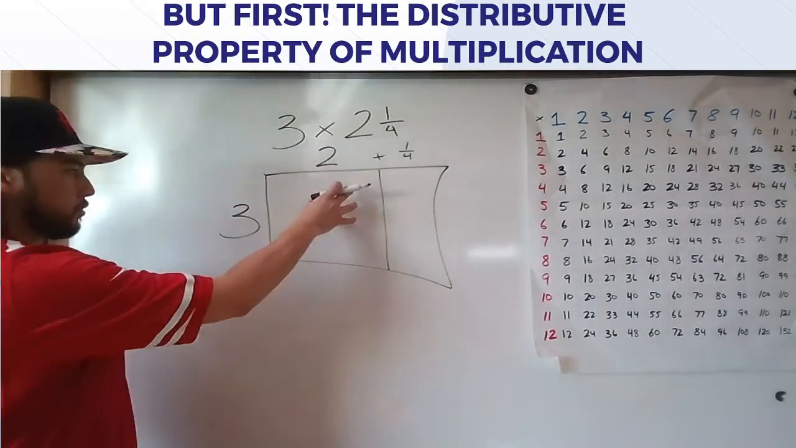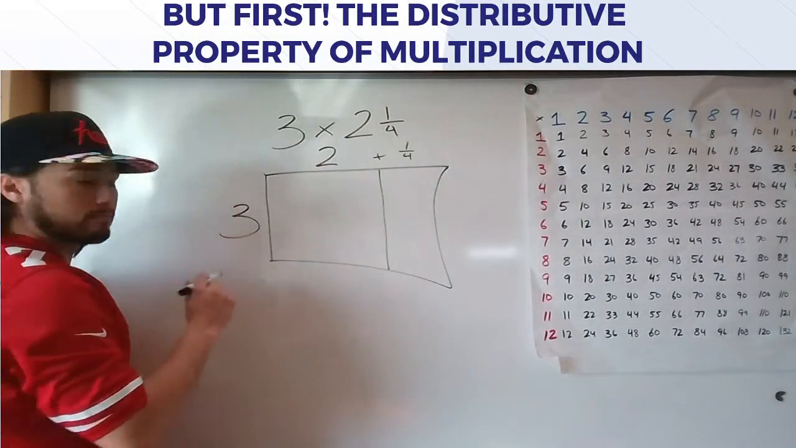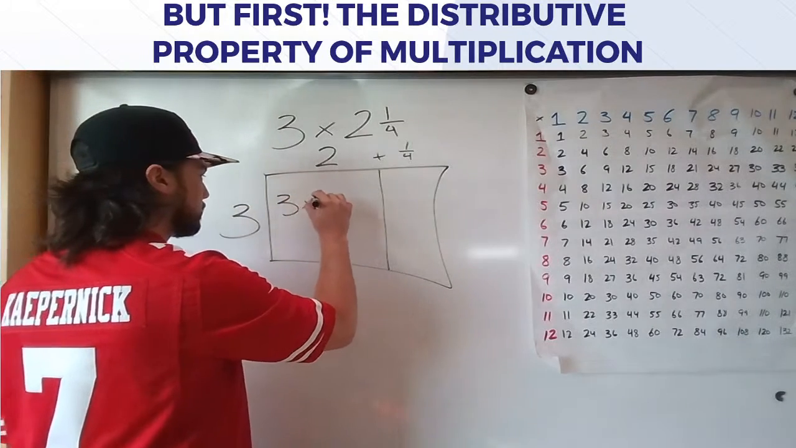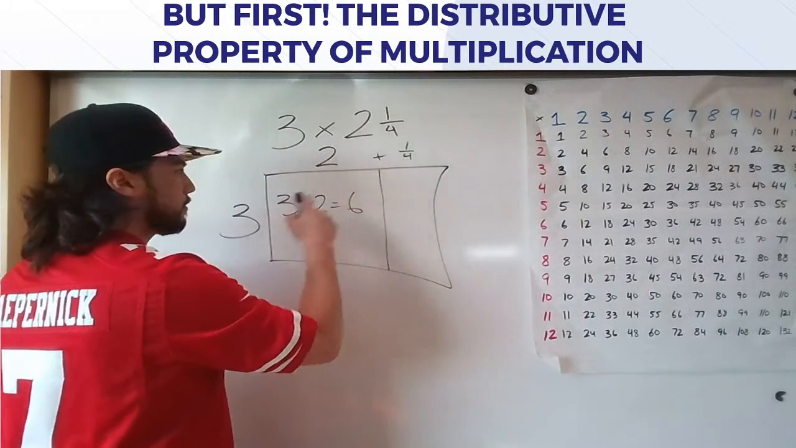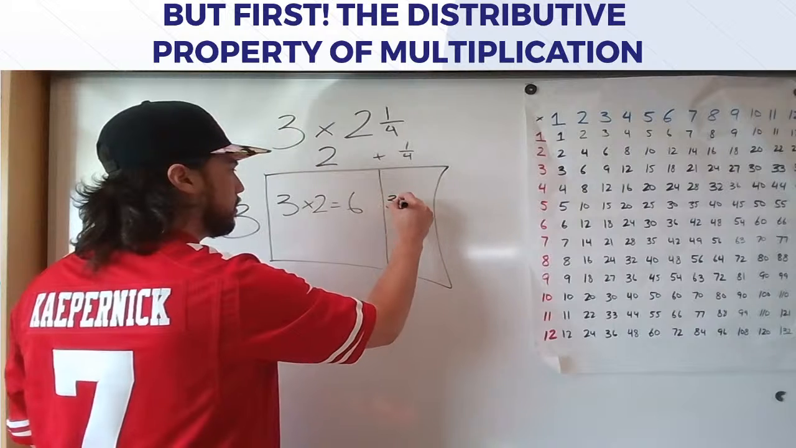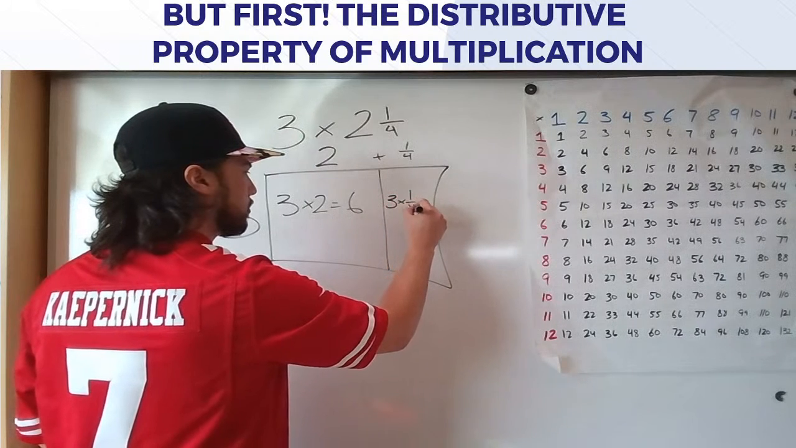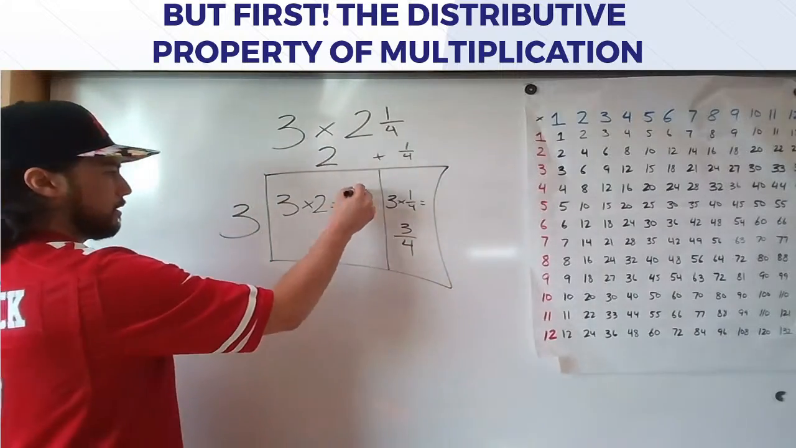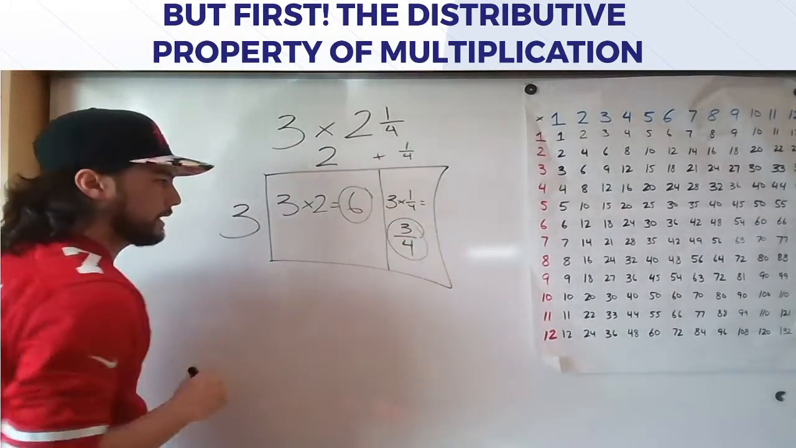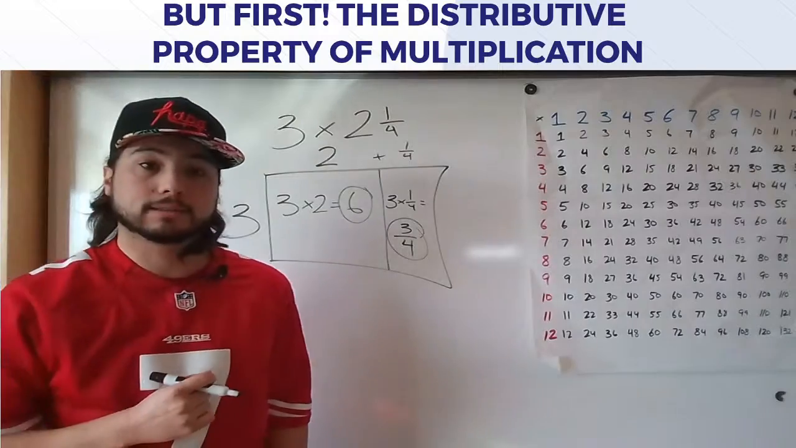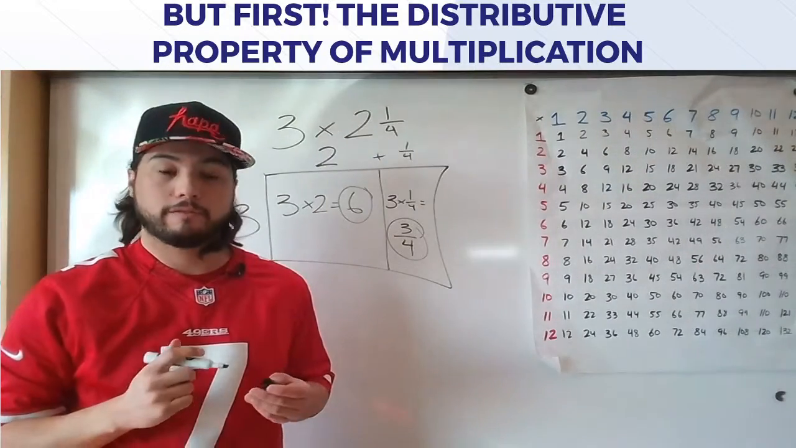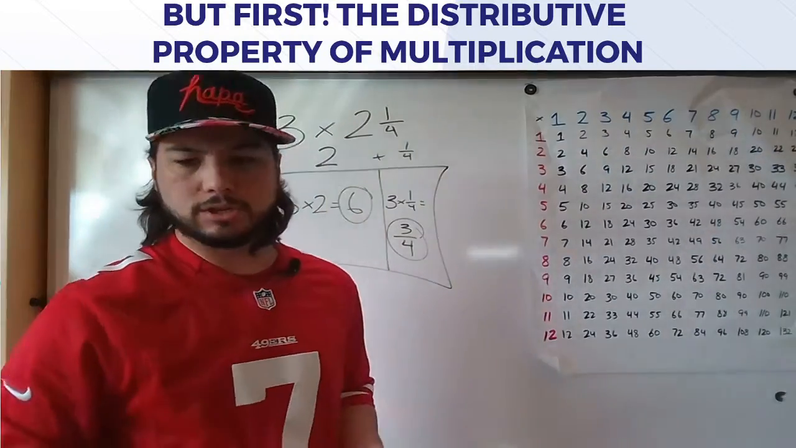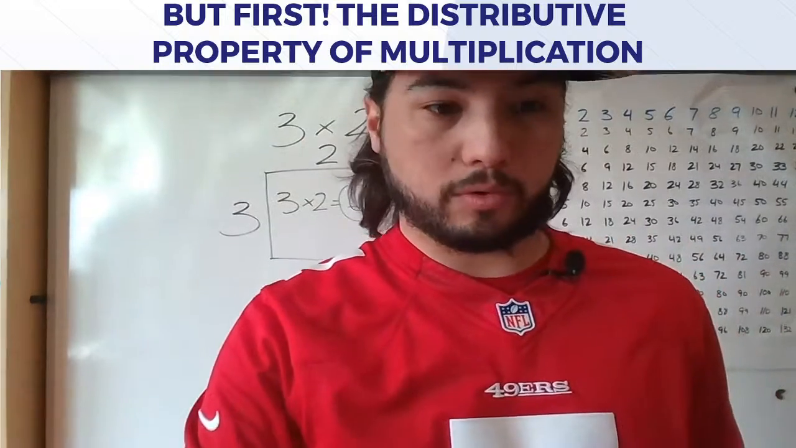So now we have a rectangle that is 3 by 2, and we have a rectangle that is 3 by 1/4. Add those two partial products together, and again, you get 6 3/4. Let's go to the digital whiteboard and try a couple.